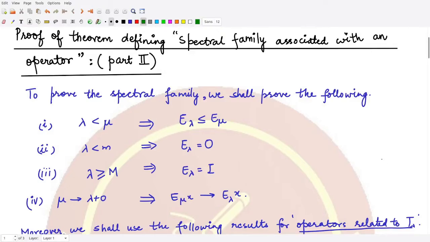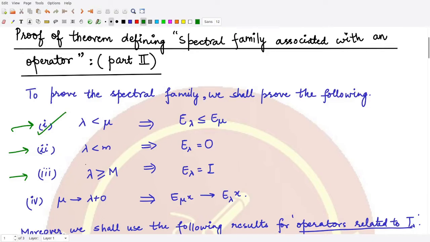In this video we'll be looking at the proof for the theorem which defines the spectral family associated with an operator, right? So we'll be continuing with our proof. In the previous video we have proved the first part. Now we'll be proving the second and third parts in this video. This part has been done.